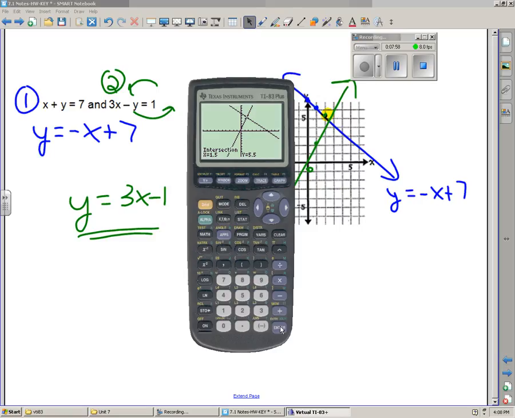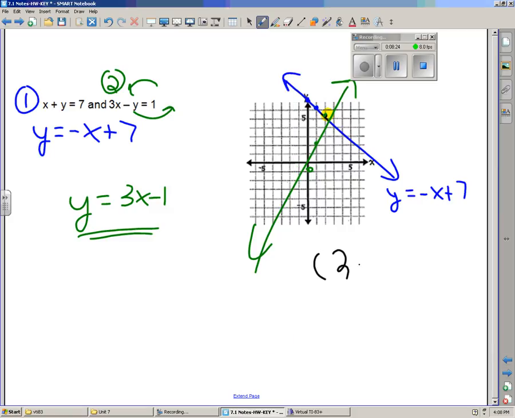Let me go back up to this equation. Negative x plus 7, that's y. 3x minus 1. So one of the good things, too, is if you make a mistake in terms of your typing, you should be able to see where that graph should be. You can tell very quickly if you did it correctly or not. Let me try this again. Second trace, intersect. Enter, enter, enter. That looks more like it, 2, 5. So our solution here is 2, 5.